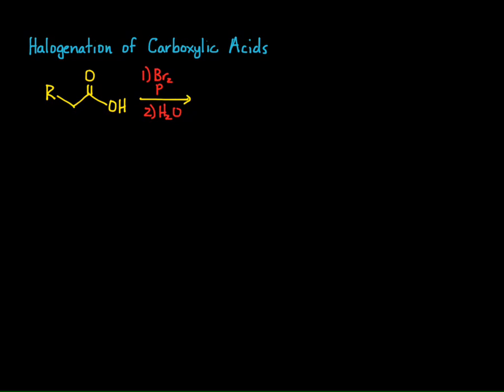Sometimes you'll see bromine and phosphorus, sometimes you'll see bromine and phosphorus tribromide. Understand that when bromine comes into contact with phosphorus, you actually generate PBr3, and we're going to see that in the mechanism in just a little bit. But the idea is that I'm reacting a carboxylic acid with bromine in the presence of some type of phosphorus source, followed by an aqueous workup, and what I get is an alpha brominated carboxylic acid. So I'm brominating the alpha carbon.